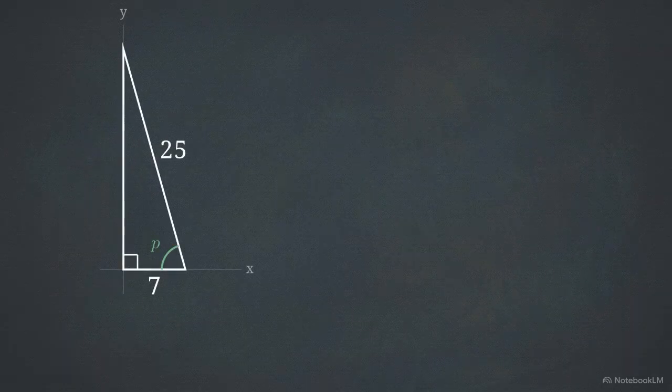Let's call our missing opposite side x. According to the theorem, x squared plus our adjacent side, 7 squared, must equal the hypotenuse, 25 squared. Be careful here. Remember to square the numbers before you move them. 7 times 7 is 49, and 25 squared gives us 625. We subtract 49 from both sides to get x squared equals 576. Taking the square root shows us that our opposite side is exactly 24.